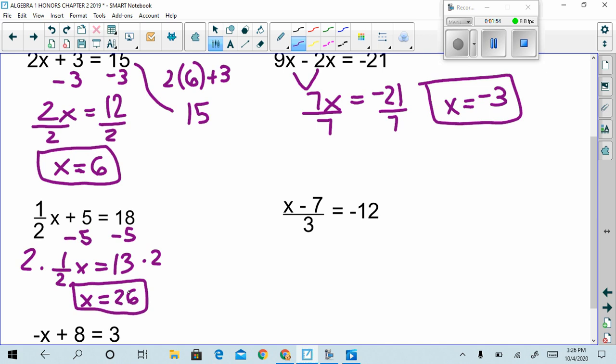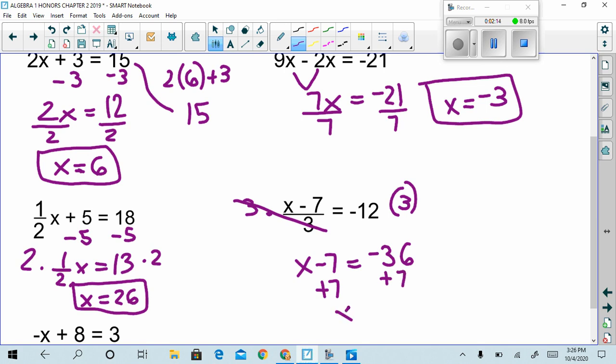Fourth one looks slightly different. There's an expression divided by 3. We'll start by dividing both sides by 3. I now cancel my 3's on the left, leaving me with x minus 7 is equal to a negative 36. I now need to add 7 to both sides. When I add 7 to both sides, remember now my signs are unlike, so I then subtract and keep the sign of the greater absolute value, and I am going to get x is equal to a negative 29.